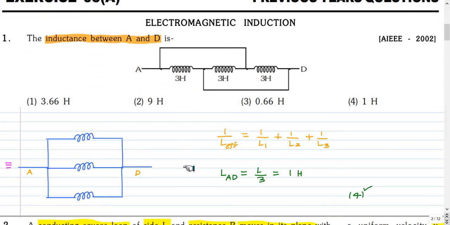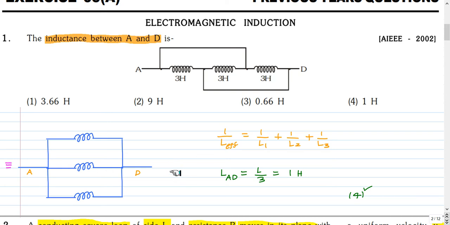All the three inductors are connected in parallel. This point is at the same potential as point D because it's connected to point D via a conducting wire which is of zero resistance ideally, and this point is same as point A because it's connected to point A via a conducting wire of zero resistance. So the first inductor is connected between the points A and D, second inductor between points D and A, and third one is between points A and D. So all three inductors are connected between points A and D.